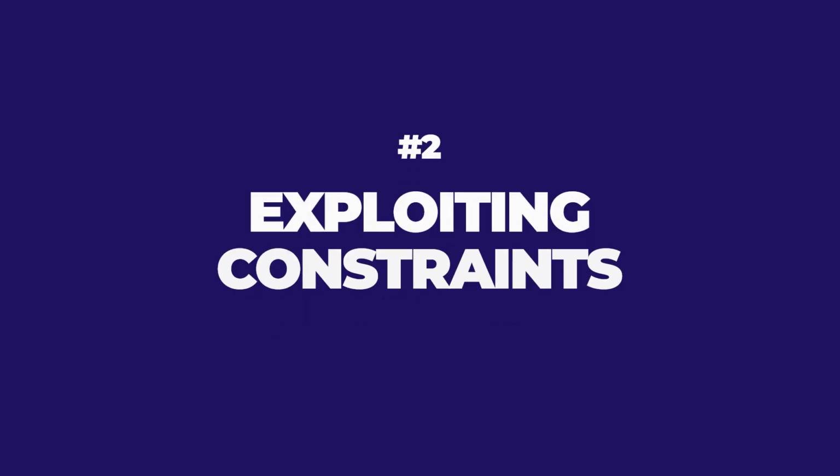The second step in the theory of constraints is to exploit constraints. Once you know that you have a constraint, and sometimes this is called a bottleneck, and I'll just go right into my construction example.